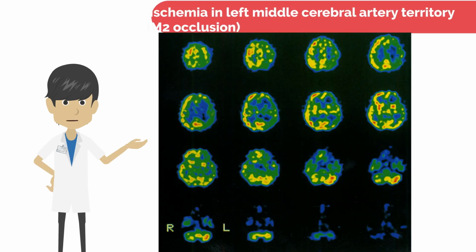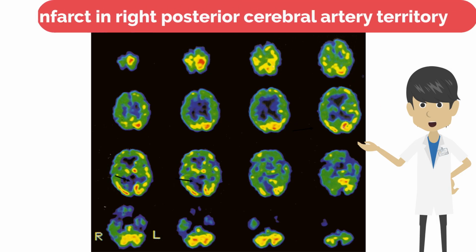This is a case of cerebral infarction due to occlusion of the M2 portion of the left middle cerebral artery. There is decreased blood flow in the cerebral cortex of the left cerebral hemisphere. The occlusion after the bifurcation of the perforating branch of the left middle cerebral artery maintains the perfusion of the left striatum. This is a case of cerebral infarction in the right posterior cerebral artery territory. Decreased perfusion is seen in the medial part of the right occipital lobe.